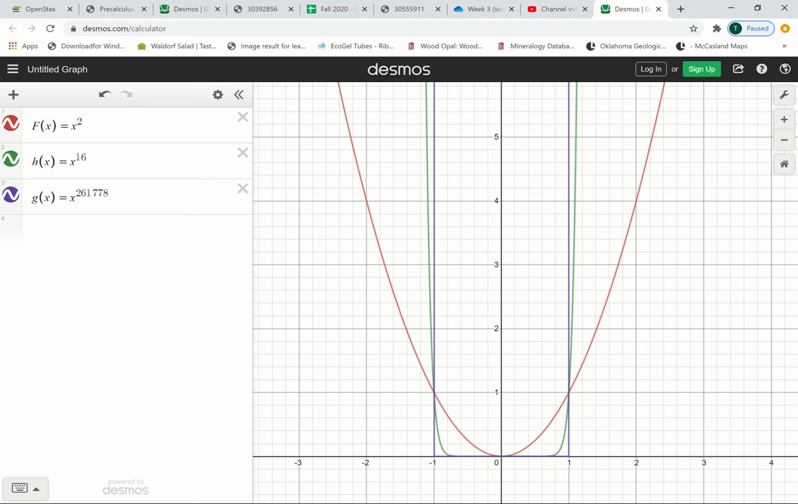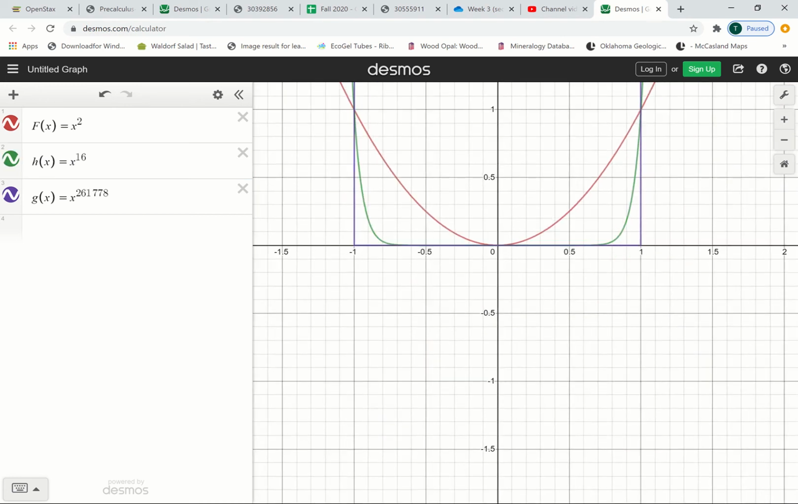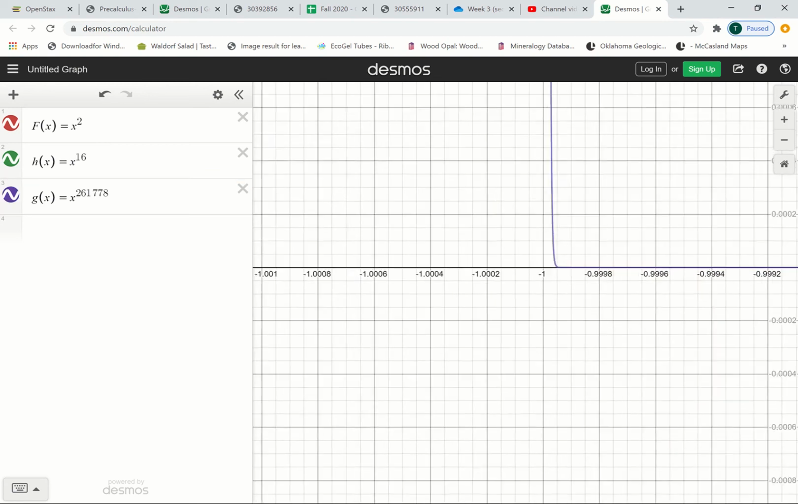And another thing to note is, as the power increases, if you look at that curvature at the origin, it gets flatter and flatter and flatter. Let's see if we can zoom in. Ooh, we're gonna have to zoom in a lot.